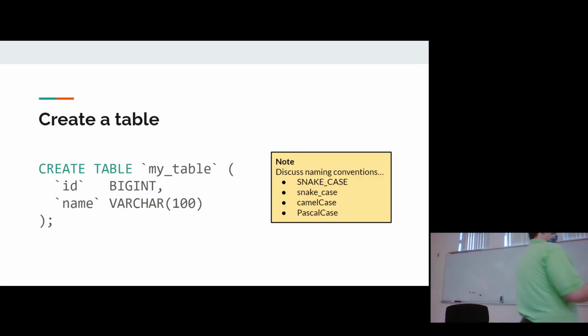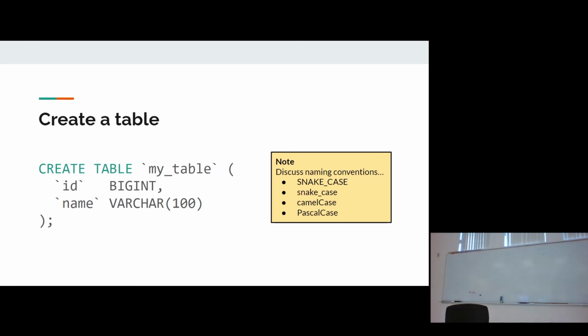Okay. The third command you need to know is I'm going to create a table. So the command here is create table, and then you name the table. And that's the basic part that you have to have. You create the table and you name it.